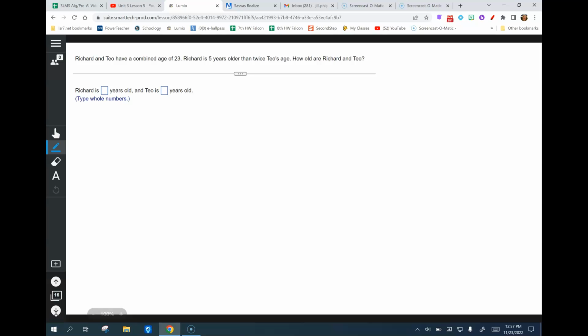So Richard and Teo have a combined age of 23. Richard is 5 years older than twice Teo's age. How old are Richard and Teo? Okay. So we have 2 people we're talking about. Guess what? Those are our variables. So how about if we go with Richard and Teo? Okay, R and T. So it says their combined ages are 23. So we're going to have Richard's age plus Teo's age is equal to 23.